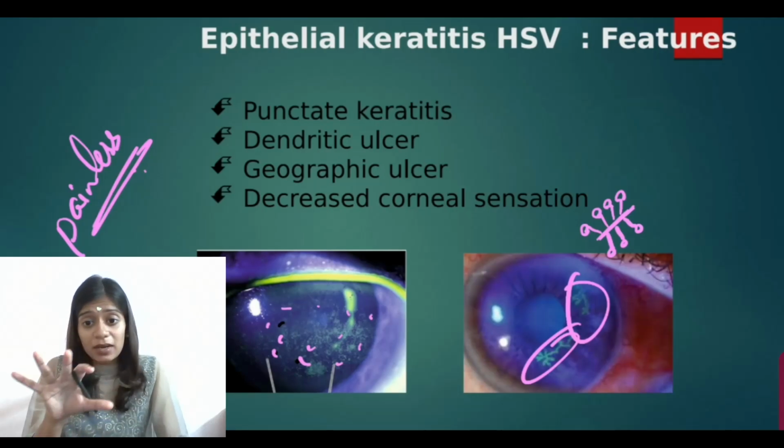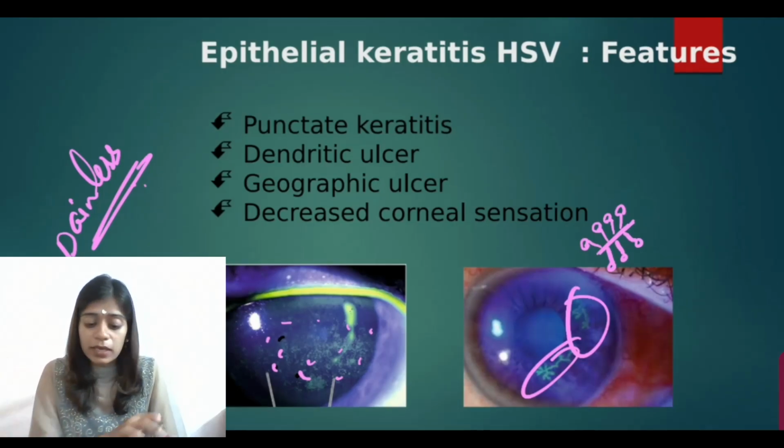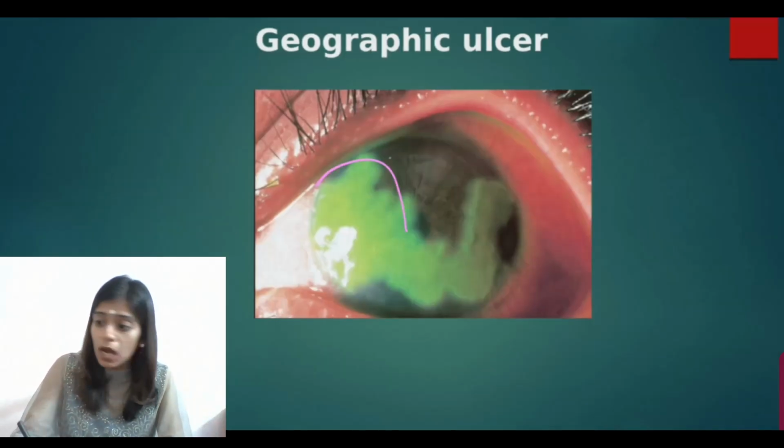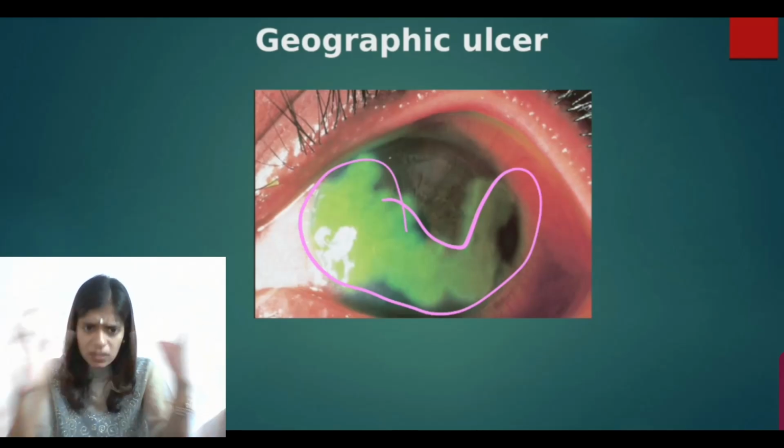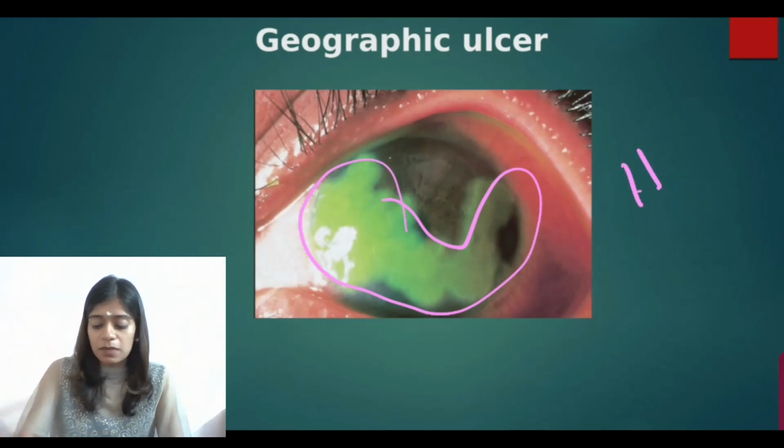Alright, now if this comes as a dendritic ulcer and we don't give treatment, it can progress to a big ulcer called a geographic ulcer. Geographic means map-like, a big ulcer. It is seen in herpes simplex virus.